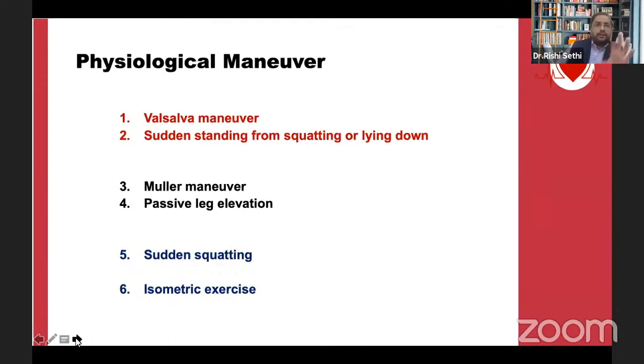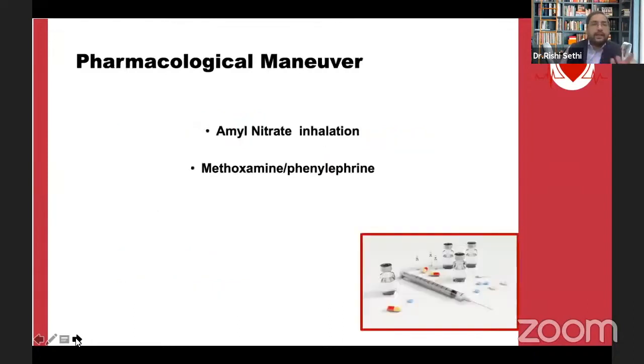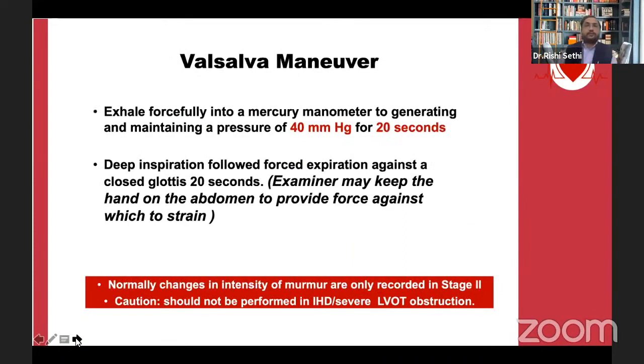So you can club the physiological maneuvers under the following headings. You can club Valsalva maneuver and sudden standing from squatting or lying down as one group, because the physiological changes are the same, and whatever findings you will see would be common to both of them. You can club Muller's maneuver and passive leg raising as one group. You can have sudden squatting and isometric exercises as separate things, and you can have pharmacological maneuvers like amyl nitrite injections.